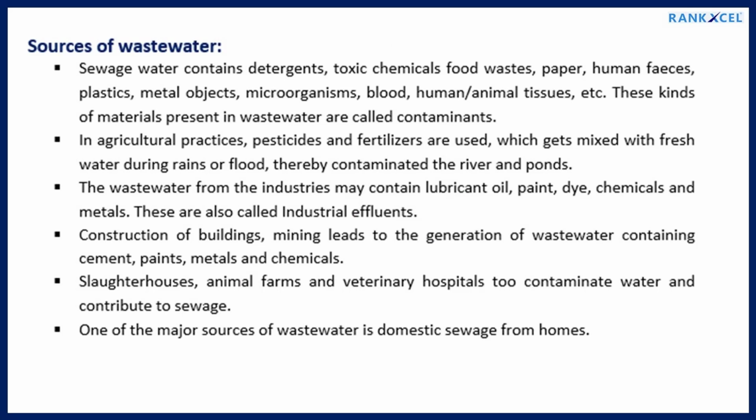Sources of wastewater. Sewage water contains detergents, toxic chemicals, food wastes, paper, human feces, plastics, metal objects, microorganisms, blood, human and animal tissues, etc. These kinds of materials present in wastewater are called contaminants. In agricultural practices, pesticides and fertilizers are used, which get mixed with fresh water during rains or floods, thereby contaminating the river and ponds. The wastewater from the industries may contain lubricant oil, paint, dye, chemicals and metals. These are also called industrial effluents.